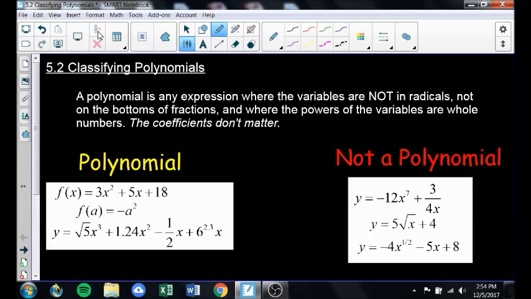Chapter 5.2 is on classifying polynomials. A polynomial, we talked about this briefly in the last video, is any expression or function where the variables, it's all about the variables, are not in radicals, not on the bottoms of fractions, and where the powers of the variables are whole numbers.